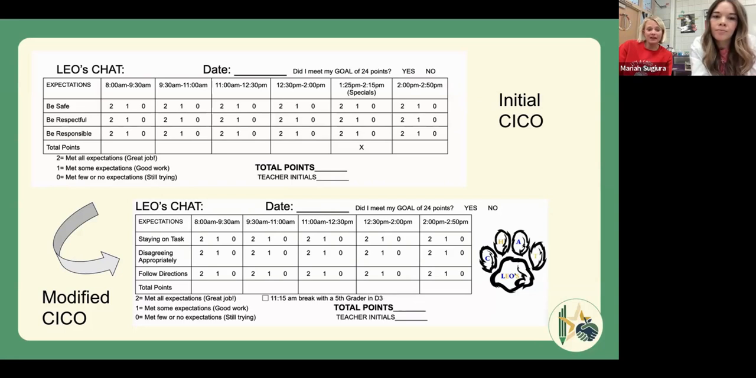But sometimes we need to modify them depending on the student's goals. So they might have goals such as staying on task, disagreeing appropriately, or following directions. Those are just some things that we would need to modify depending on if they need to focus on a specific thing. Also, we can implement breaks within that check in, check out, and that's also on the sheet. At the end of the day, they tally up their points, and the goal is 24 points at the top. Reaching that 24 out of 30 would get them that 80% that we're looking for them to be successful in just the check in, check out program.